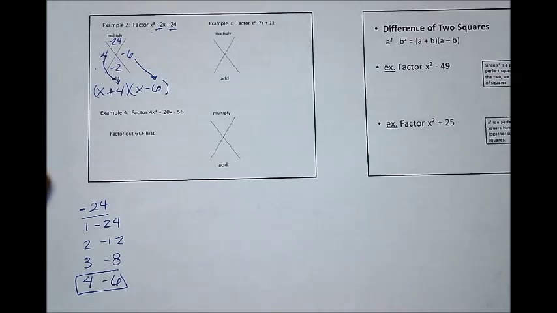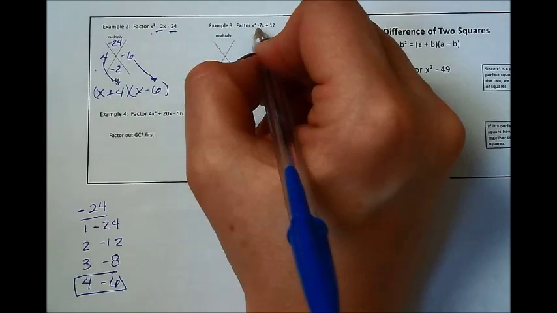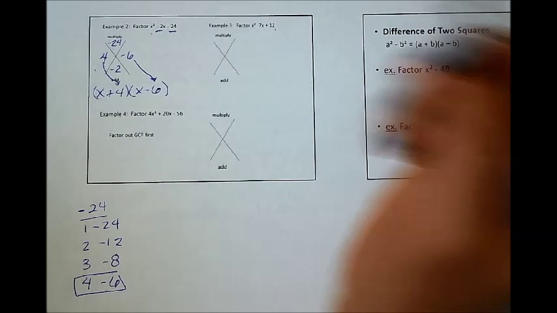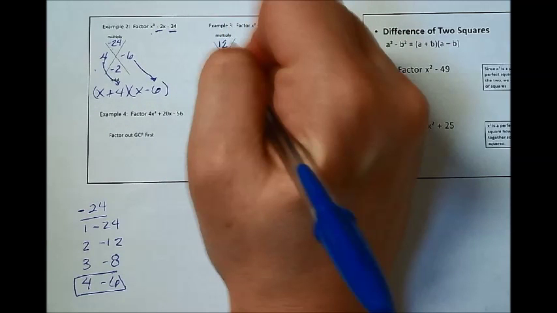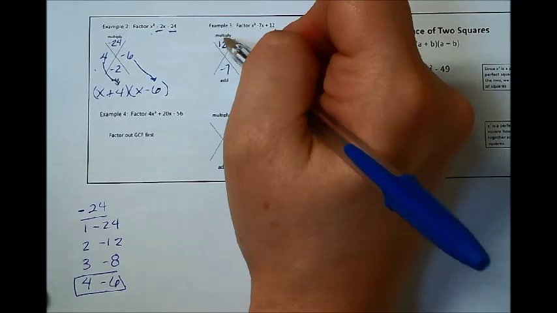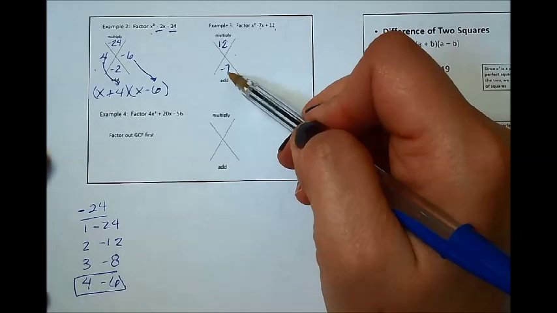Okay, let's try another one. x squared minus 7x plus 12. The 12 goes on the top, minus 7 goes on the bottom, and we need two numbers that will multiply to 12 and sum to negative 7.